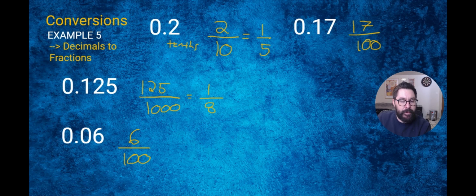If we divide top and bottom by 2, we can simplify that. 6 divided by 2, or cut in half, is 3. And if we do the same thing with 100, cut it in half, we get 50. So 0.06 as a fraction is 6 over 100. And simplified, we can write that as 3 over 50.